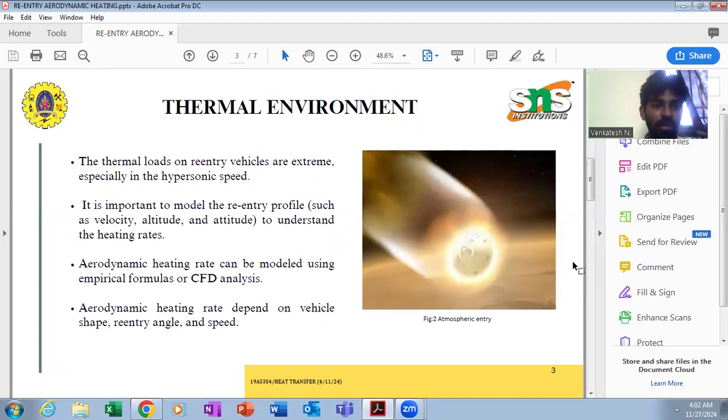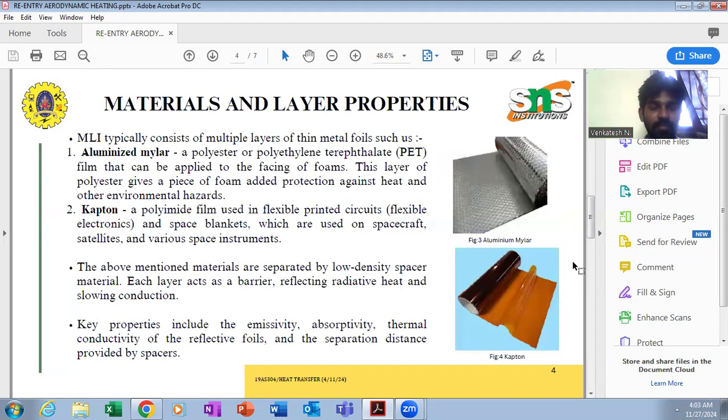Thermal environment. The thermal loads on re-entry vehicles are extreme, especially at hypersonic speed. It is important to model the re-entry profile, such as velocity, altitude, and attitude, to understand the heating rates. Aerodynamic heating rate can be modeled using empirical formulas or CFD analysis. Aerodynamic heating rate depends on vehicle shape, re-entry angle, and speed.